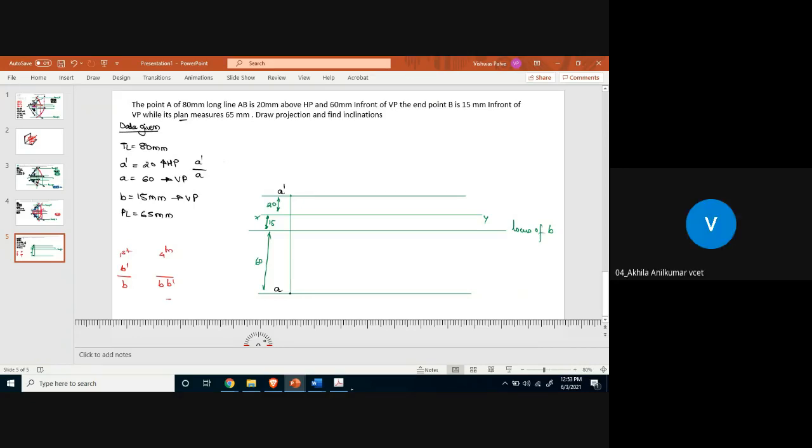Yes, sir. So can I draw locus of B? So I have utilized this A dash. I have utilized point A. I have utilized point B. Now we have true length and plan length with us. How much is the plan length and where we are going to draw the plan length?